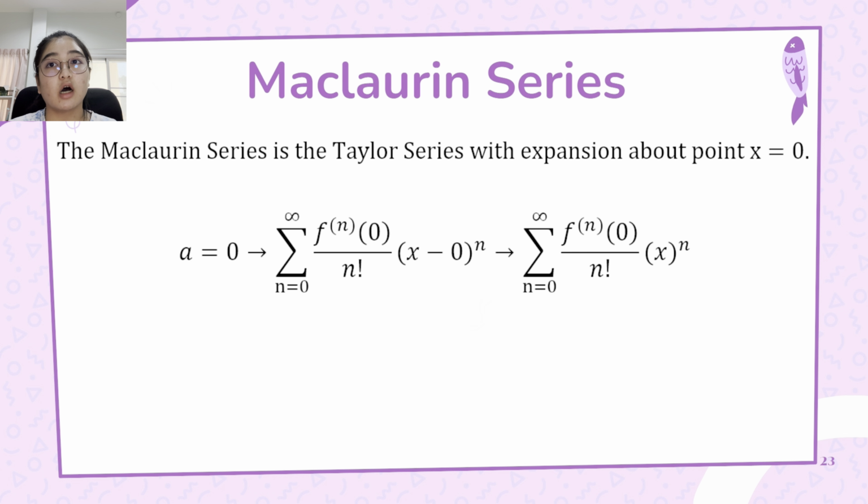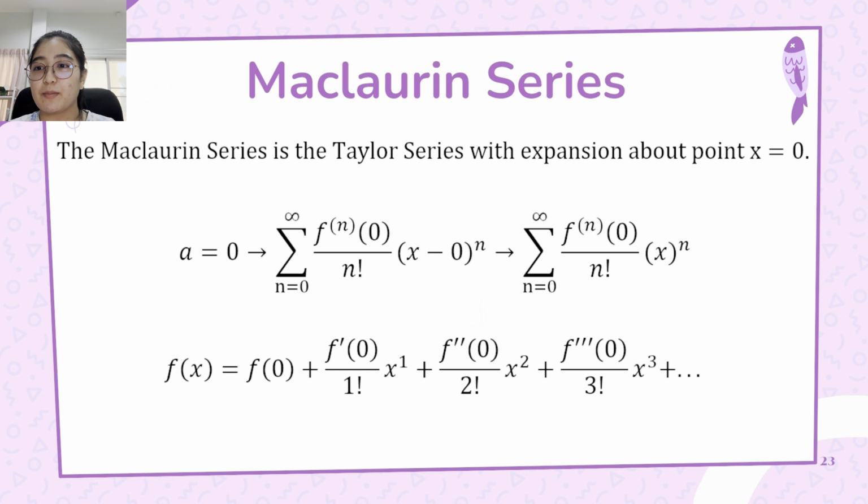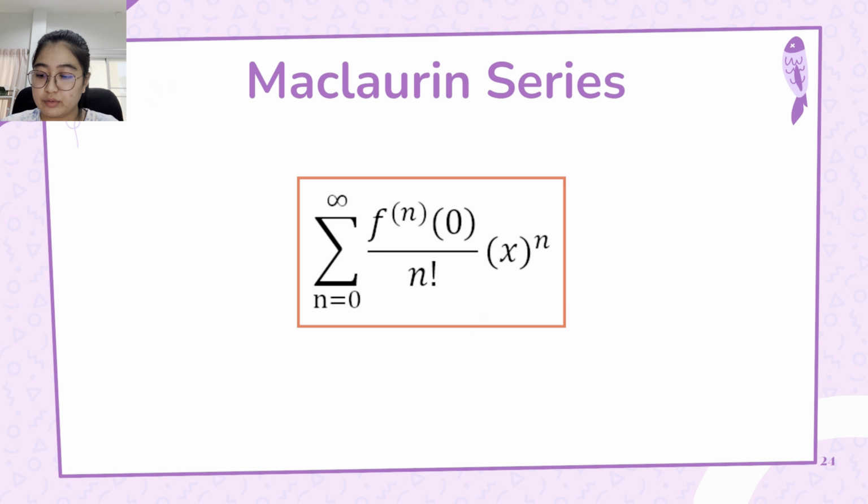Now we will talk about the Maclaurin series. The Maclaurin series is the Taylor series with the expansion about the point x equal to 0. So we will put a equal to 0. In the summation of the Taylor series, everywhere that we have a, we will plug in a equal to 0.